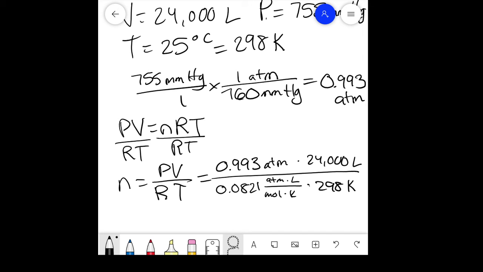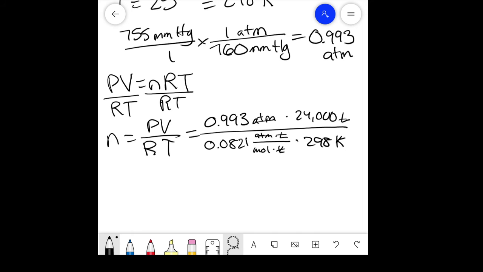And see, this is why this unit is so crazy. These atmospheres now cancel out, the liters cancel out, Kelvins cancel out. You're left with moles, and that's how we're looking for grams, so we're on the right track. If you put that all in the calculator, you get 974.094 moles of CO2. That's not rounded correctly, obviously.